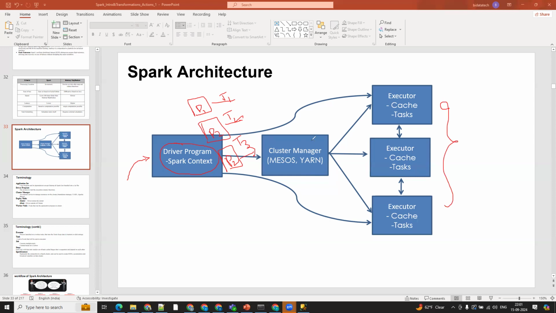Then the cluster manager will check the availability of each resource in the worker nodes: how much RAM is required to execute this particular task, how many cores are required. If the resources are available, it will hand over the task to each and every worker node along with the program. After execution, the result will be handed back to the driver program, and the driver will display the results to the user. Forward direction, backward direction.